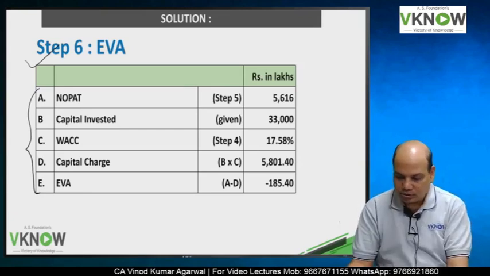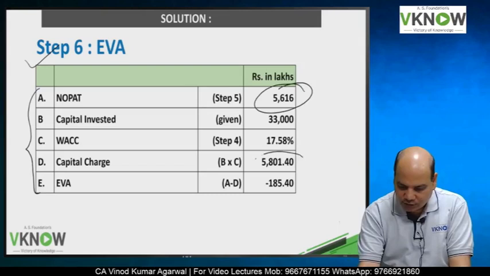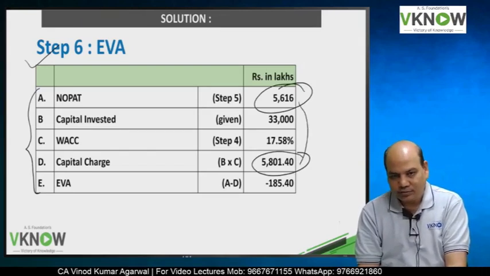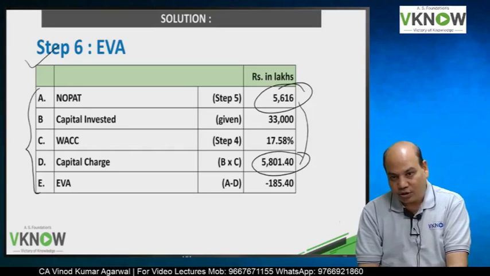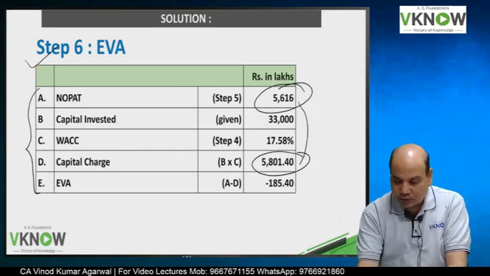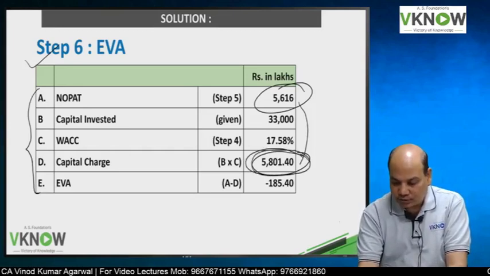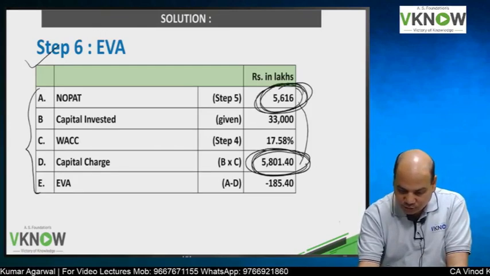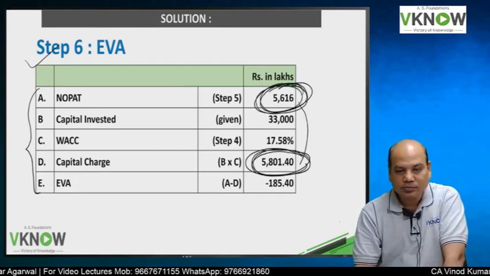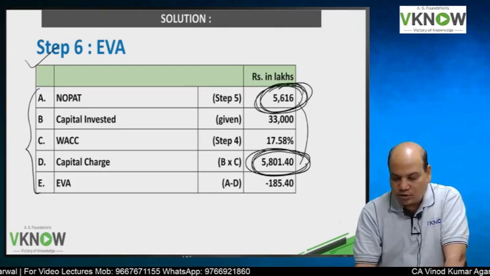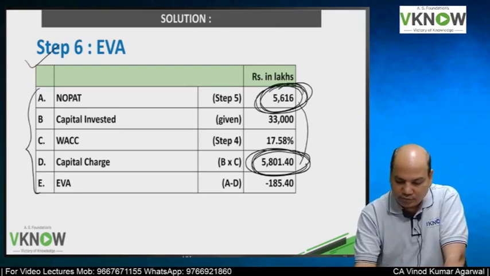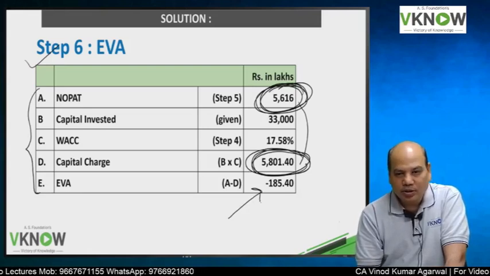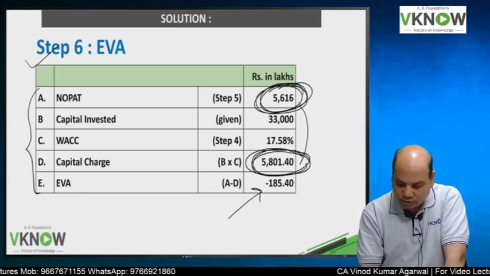Oh my God. EVA is negative. The firm is not a wealth creator, it is a wealth destroyer. Its opportunity cost of funds is this much, but it is able to generate only 5616. So this is the answer for this question. EVA can be negative also.